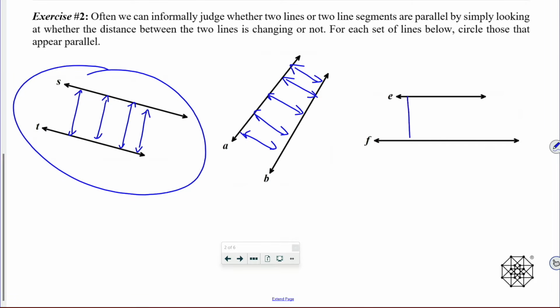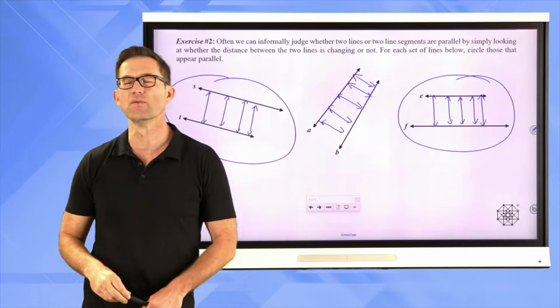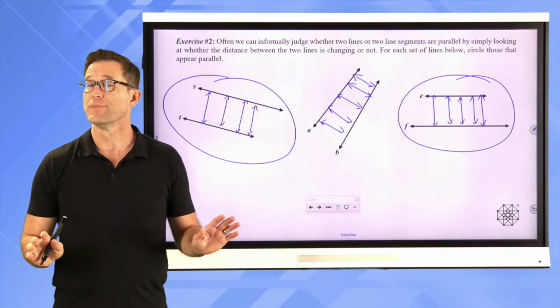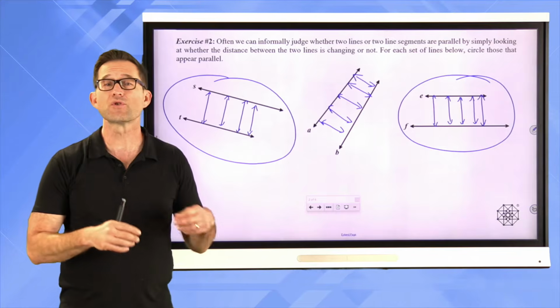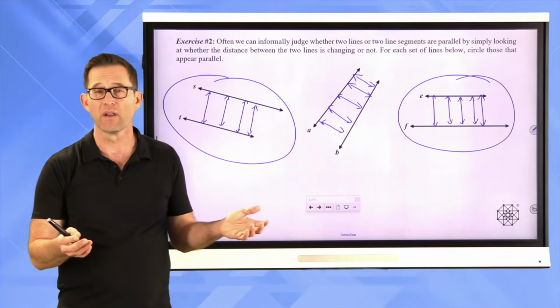Now, E and F. You might think, well, E is much shorter than F. Nope. Lines are lines. They are infinitely long, right? That also appears to be a distance that's not changing, so I think that those are also parallel, okay? Now again, there's no proof here. We're just trying to get our feet wet with parallel lines.